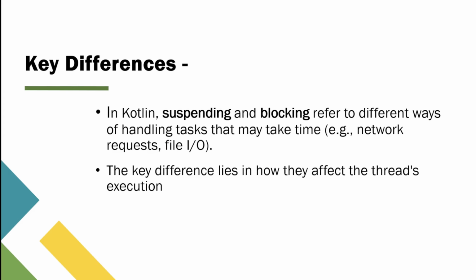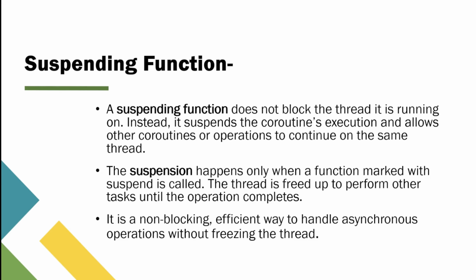So in Kotlin, suspending and blocking refer to different ways of handling tasks that may take time. Example, network request or file input output, right? The key difference lies in how they affect the thread's execution. So let's start with the suspending function. What are suspending functions and how useful are they in coroutines in Kotlin?